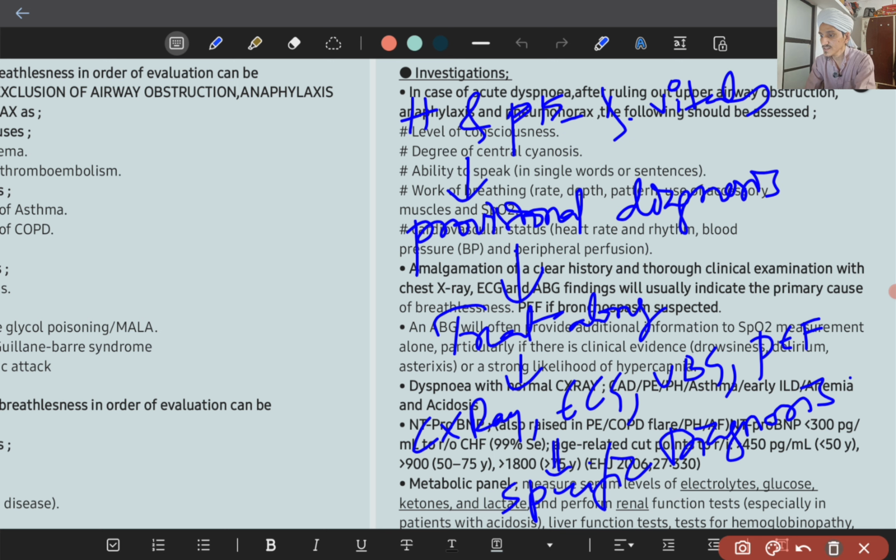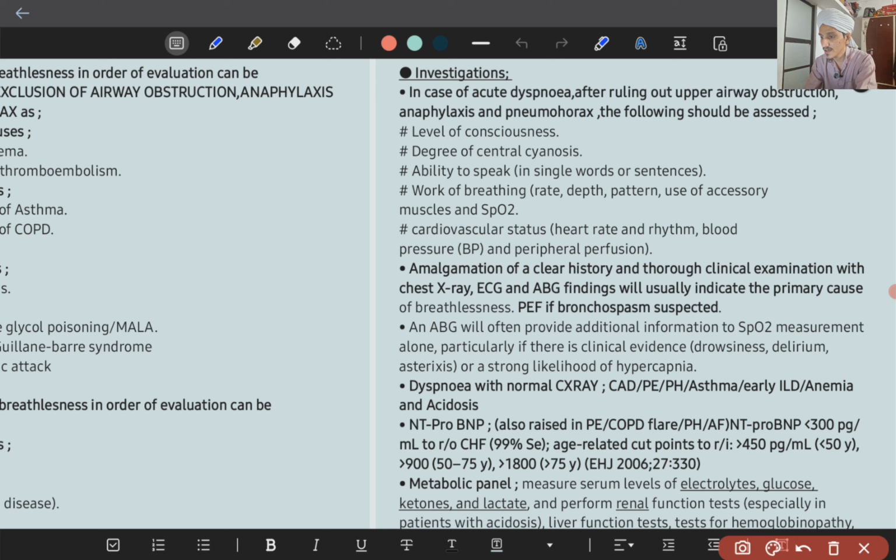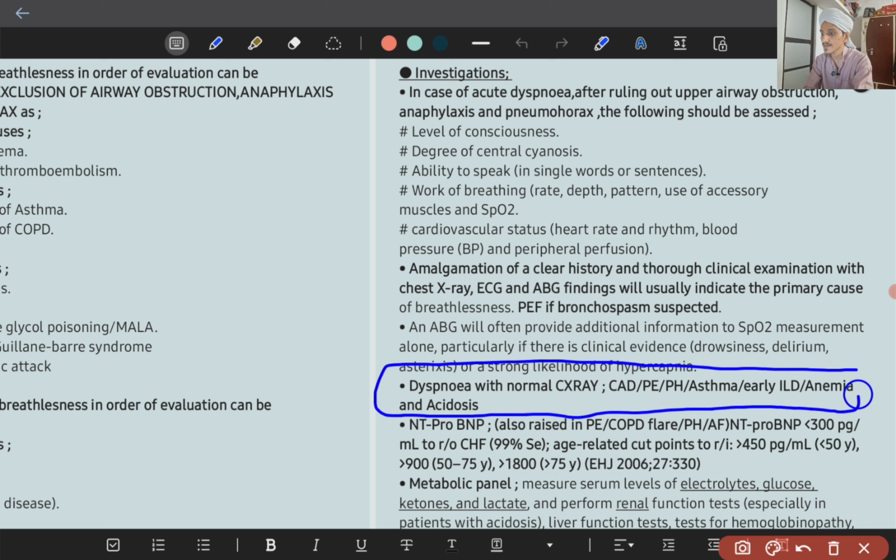Okay, one important point: dyspnea with normal chest X-ray, where you will see. Cardiac disease like coronary artery disease, ischemia, or massive pulmonary embolism, or pulmonary hypertension, you will see normal chest X-ray. Respiratory disease like asthma, early interstitial lung disease, you can see normal chest X-ray. Metabolic disease like anemia and acidosis due to any cause, you will have normal chest X-ray.